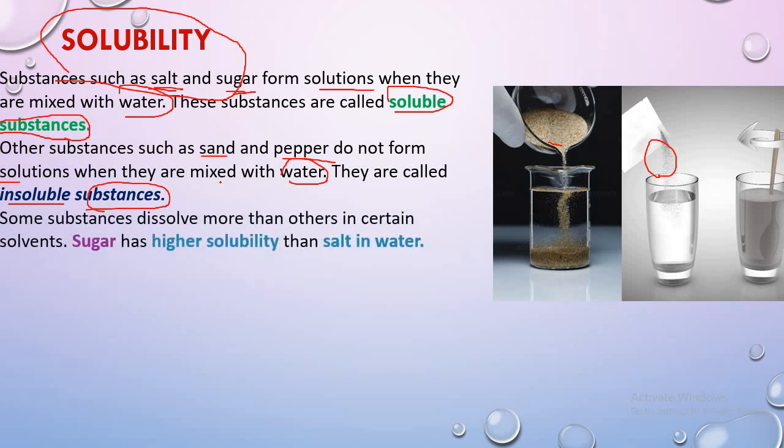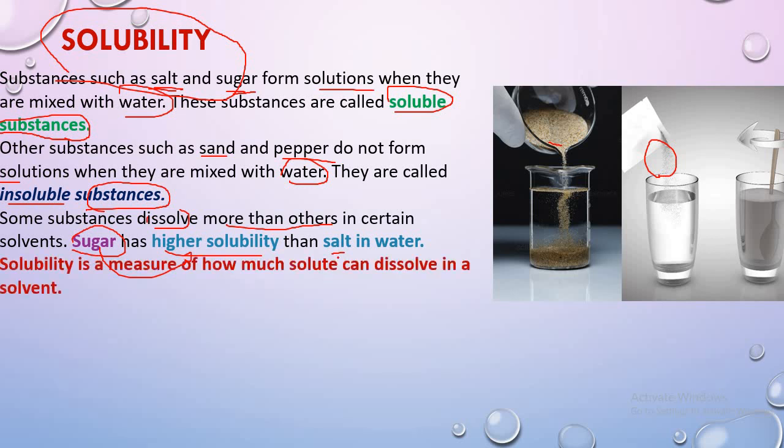Some substances dissolve more than other substances in certain solvents, like sugar. Sugar has a higher solubility than salt. This means that sugar is more soluble in water than salt. So sugar is more soluble than salt in water.